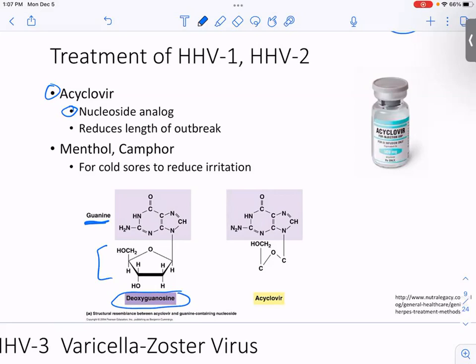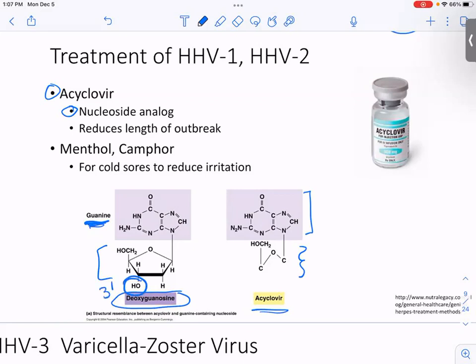Acyclovir is a nucleoside analog. That means it's similar to the structure of a nucleoside. So here's acyclovir. It's got guanine, the same as the guanine nucleoside. You can see, though, the deoxyribose is not really that close. There is no 3' hydroxyl group here.